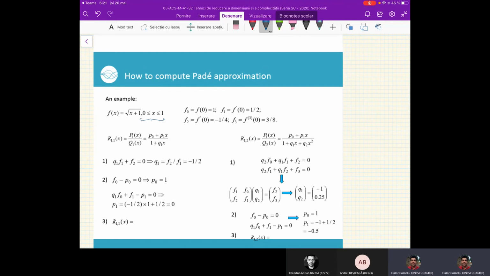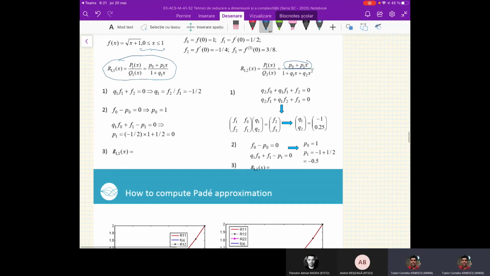And you build the rational approximation of order 1. So both polynomials, the numerator and the denominator, hold degree 1. And this is the strictly proper approximation with the numerator of degree 1 and the denominator of degree 2. And this is how you compute your coefficients.